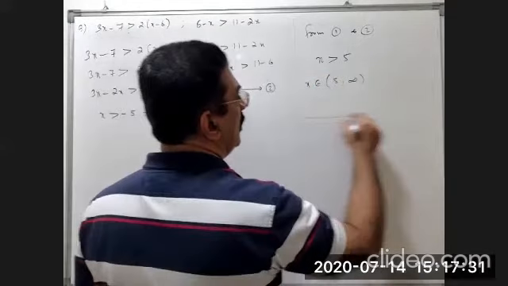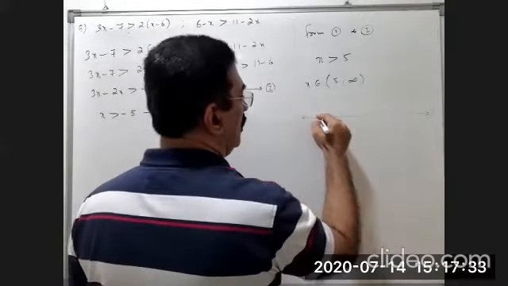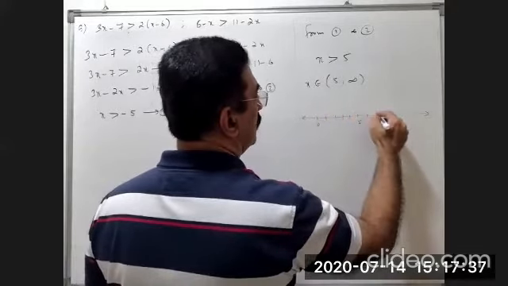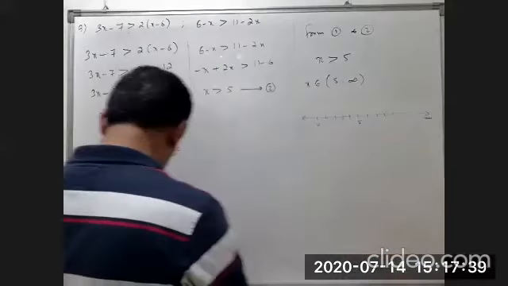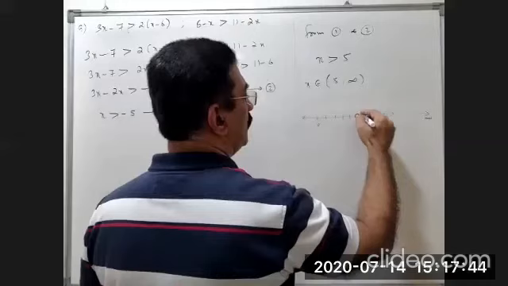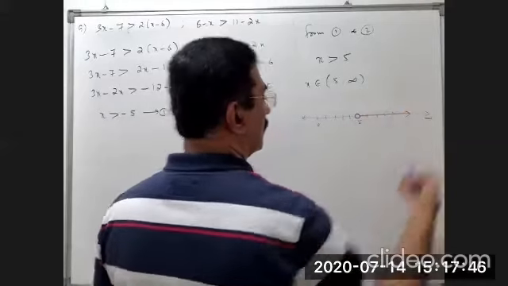On number 9, again 0, 1, 2, 3, 4, 5. 5 to infinity, 5 is open. That's it.